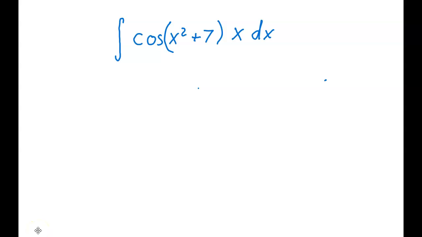U substitutions are the opposite of the chain rule. Just like we have the chain rule for derivatives, for differential calculus, U substitution is the equivalent of that for integral calculus. And just as the chain rule is the most important thing in all of derivatives, U substitutions are the most important things in all of integrals.